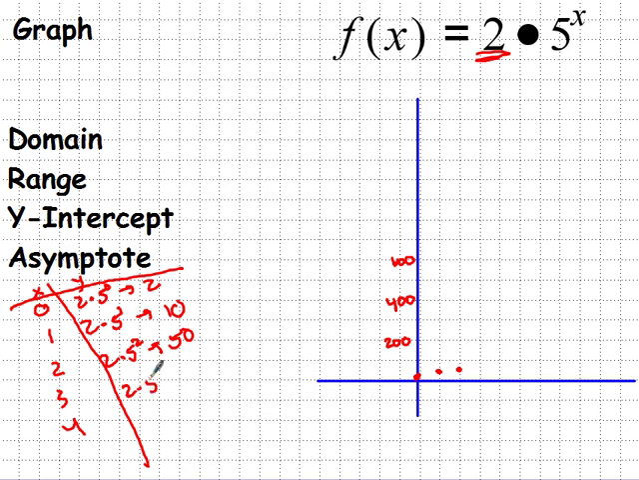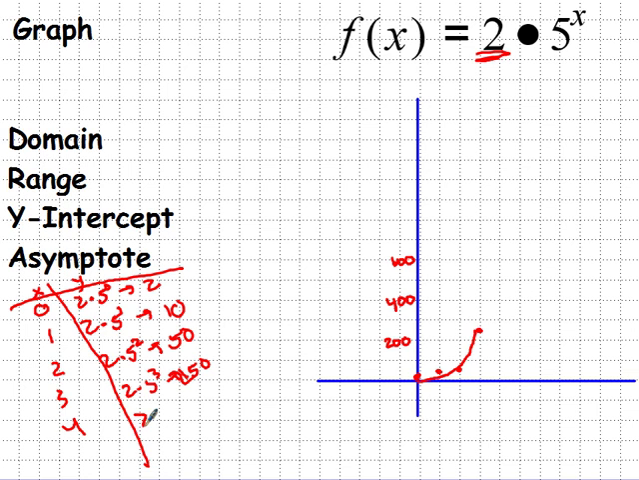2 times 5 raised to the power of 3. Well, 5 raised to the power of 3 is 125. So now I'm at 150. Okay. I'm sorry, 200. I'm like, something's not right here. 250. So now we're at 1, 2, 3. We're at 250. So now we're going up.